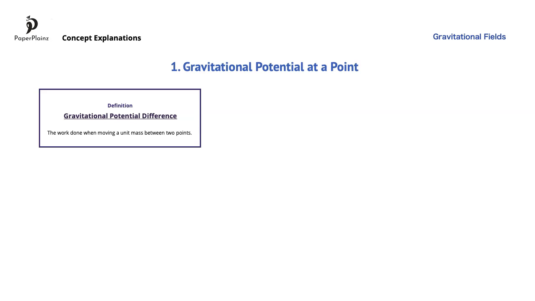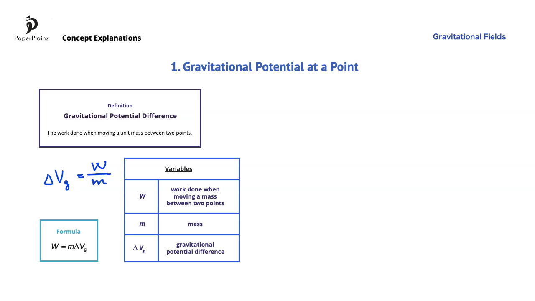We can express this definition by using an equation. So delta Vg, gravitational potential difference, is equal to W, work done, divided by m, mass. You can find the rearranged version of this formula in the IB Physics data booklet, where the variables are defined like this. Now that we have clearly defined the gravitational potential difference between 2 points, let's discuss gravitational potential at a point.